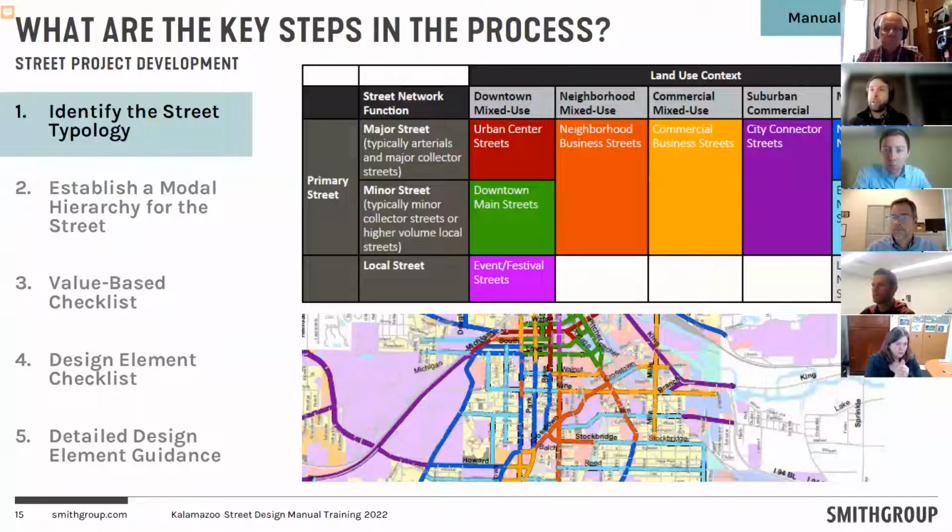And so the typologies exist at the intersection between those two, between the functional needs of the road and that land use context. And the recommendations and the strategies and the intent of that typology is to respond to both of those two conditions, to be sensitive to that land use.